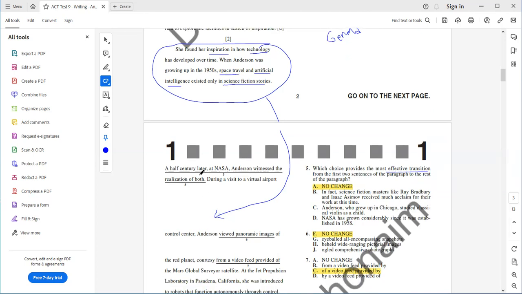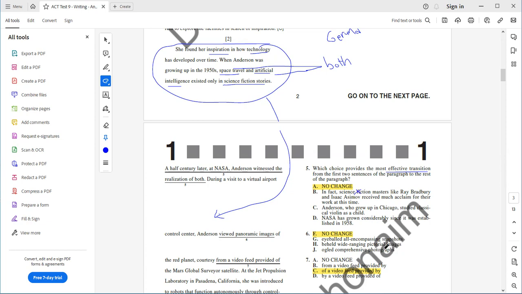Read now this. A half century later at NASA, Anderson witnessed the realization of both. What does both mean here? Does he mean space travel and artificial intelligence? Yes. Okay, so maybe this is right. Let's look at B and start to eliminate. In fact, science fiction masters like Ray Bradbury and Isaac Asimov received much acclaim for their work at this time. We're not talking here of science fiction, right? We don't talk about the actors even.